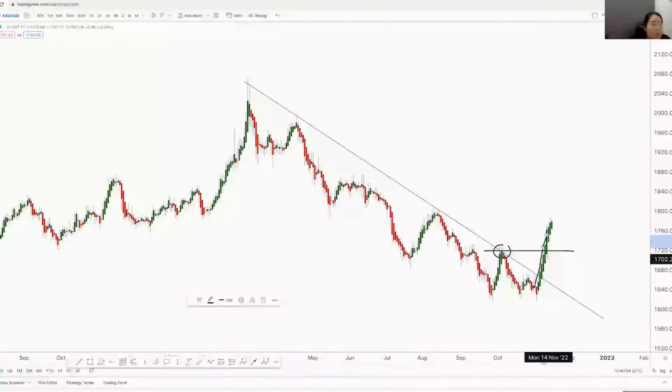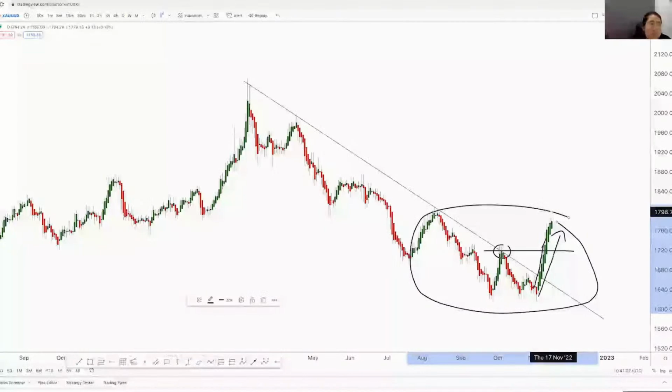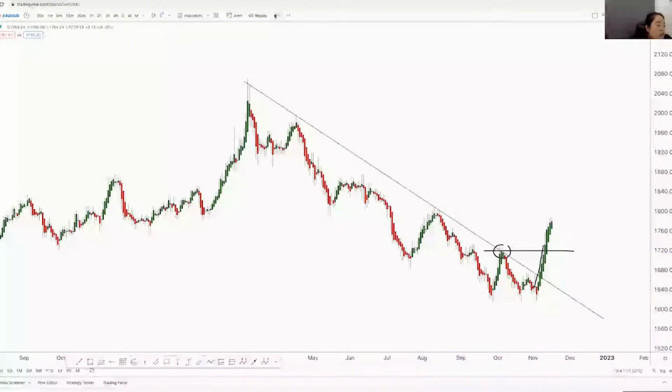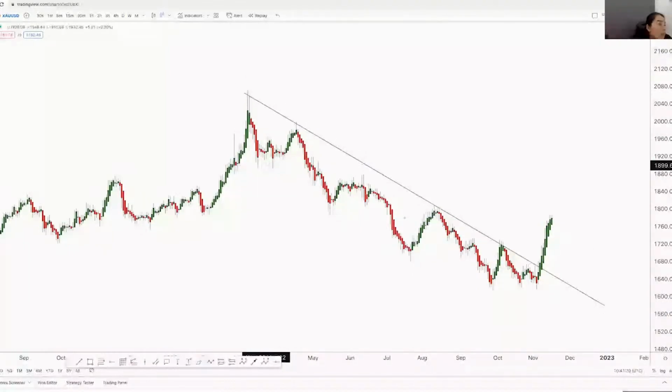The problem with this technique is that from here all the way to here, you have lost so many points, so many pips. Your entry would have been so late. But if you were to use the Heiken Ashi, remember, if the wick is at the bottom and the candle is red, it is a sign of bearish momentum. If it's green and the wick is on the top, it is a sign of bullish momentum.